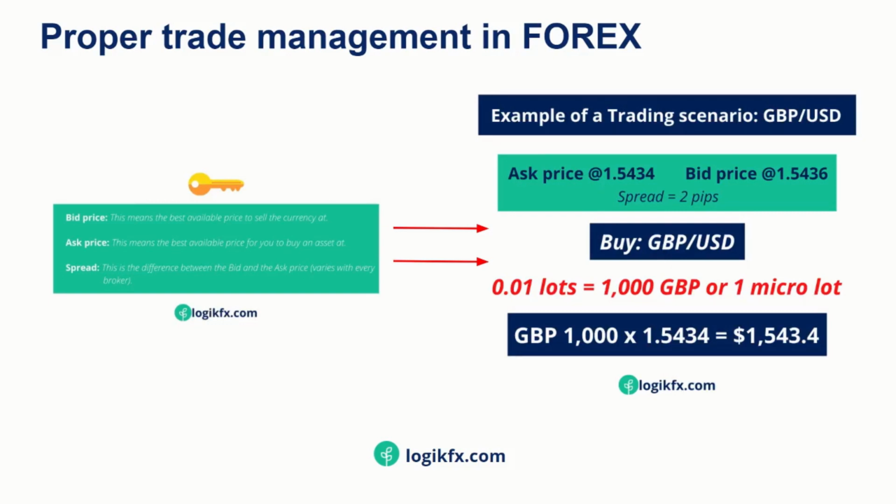Now, here we have an example of what your Forex broker screen may look like when you're looking at entering a trade. On the left hand side, we have 3 key definitions for you. Bid price is the best price that you can sell the currency at. The ask price is the best available price for you to buy the currency or asset at, and the spread is the difference between the bid and the ask, or the ask and the bid, whichever way you want to work it out.